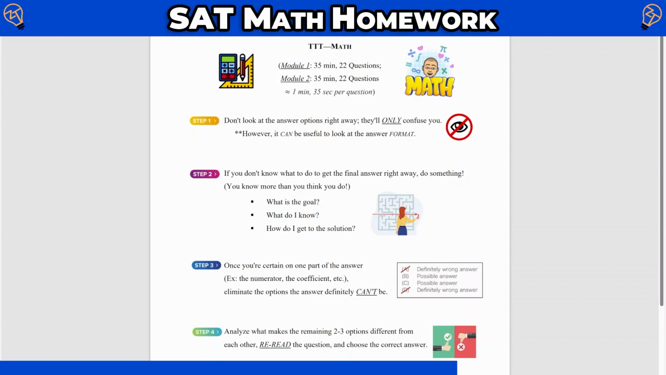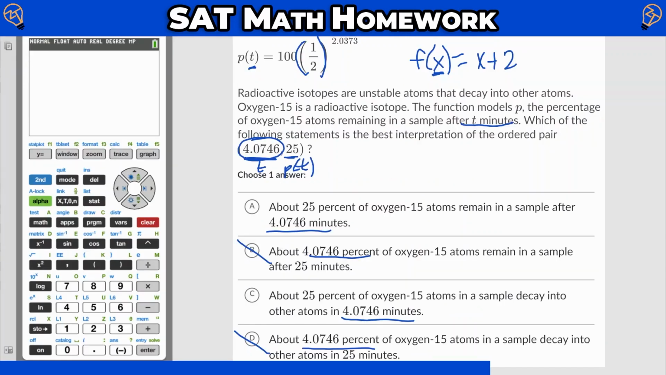So now we're down to step 4. We're going to analyze the remaining 2 options and figure out what makes them different from each other. So options A and C talk about the 25 as percent, but more specifically, option A says what percent remain versus option C, what percent decay into other atoms.